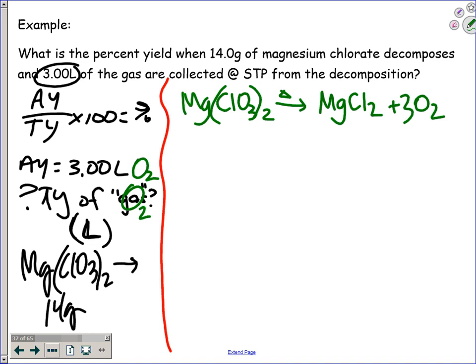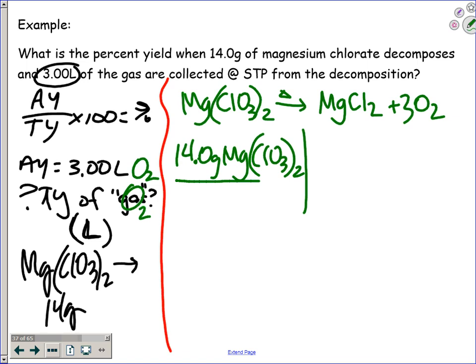All right, where do I start to end up getting the theoretical yield in liters of oxygen? I have to start with what? 14 grams. That is the only given provided, so I have to use it. I have grams, and grams is only connected to one thing on the mole map. What is it? Moles, right? So I'm going to convert to moles of magnesium chlorate.